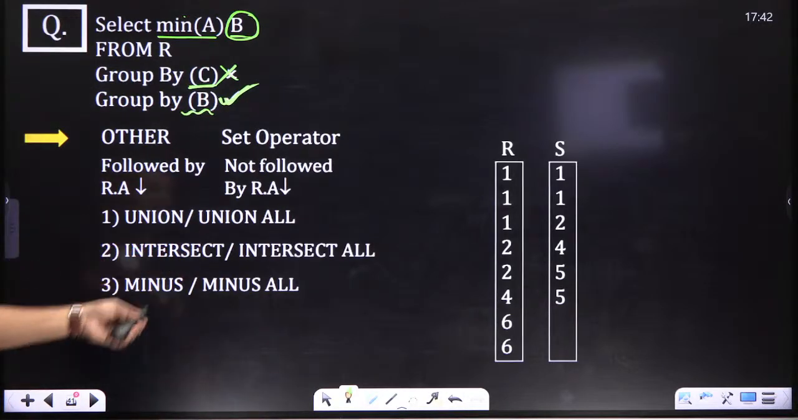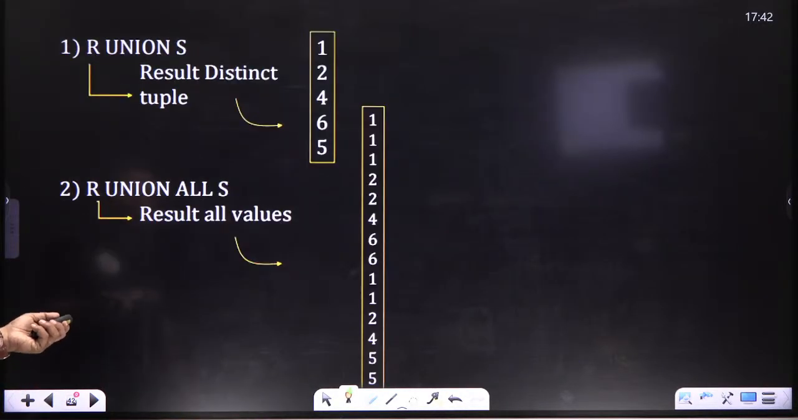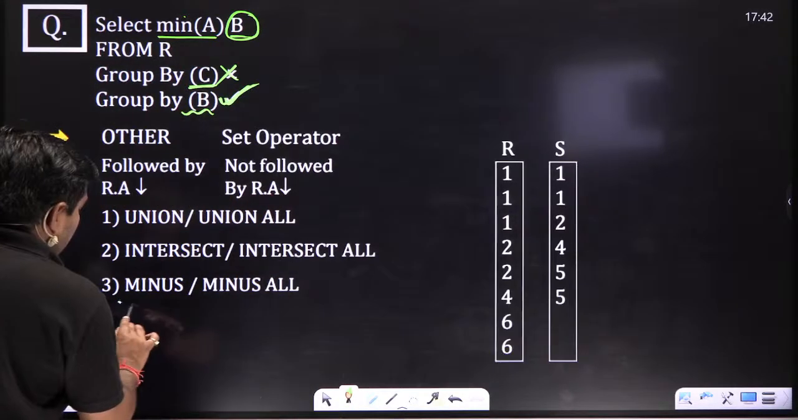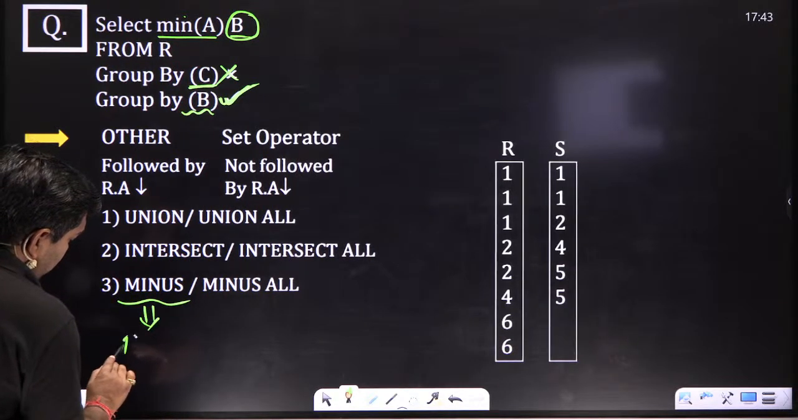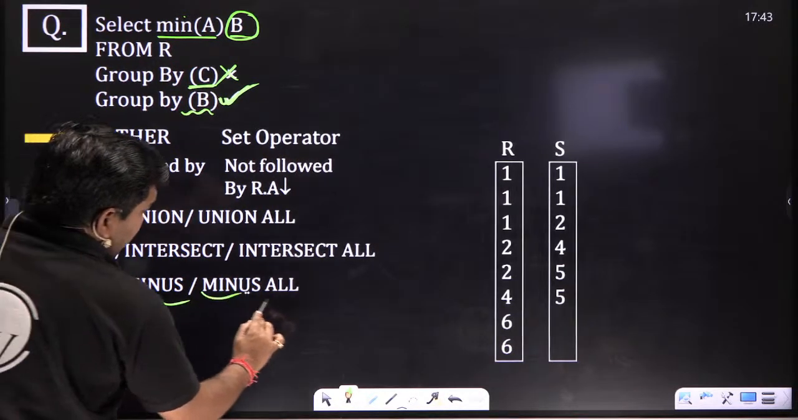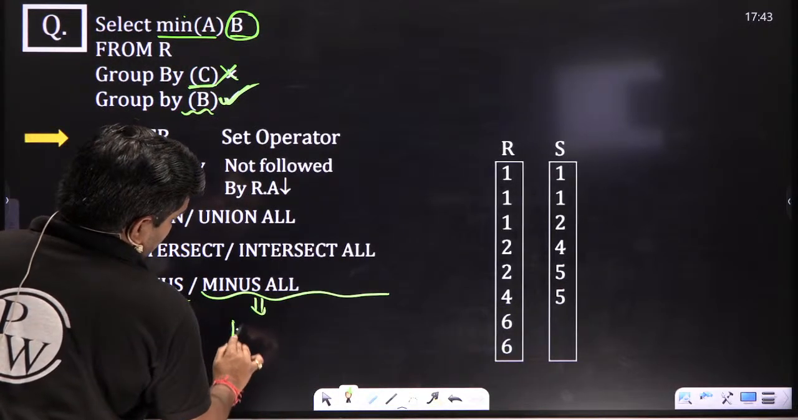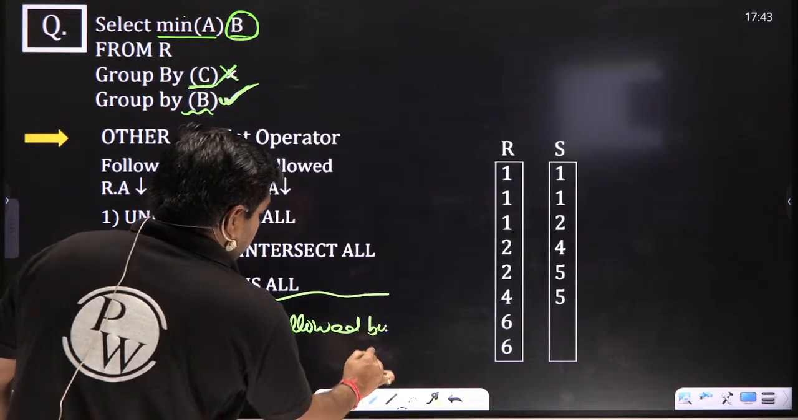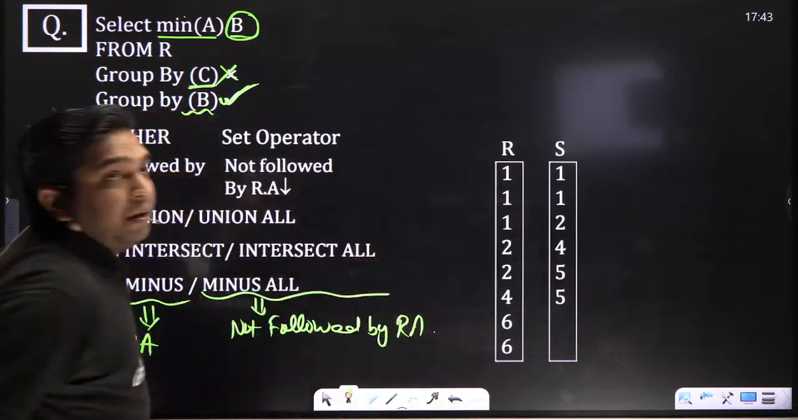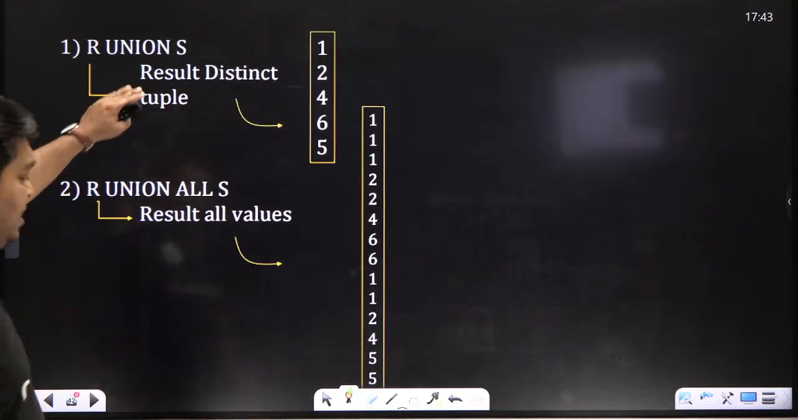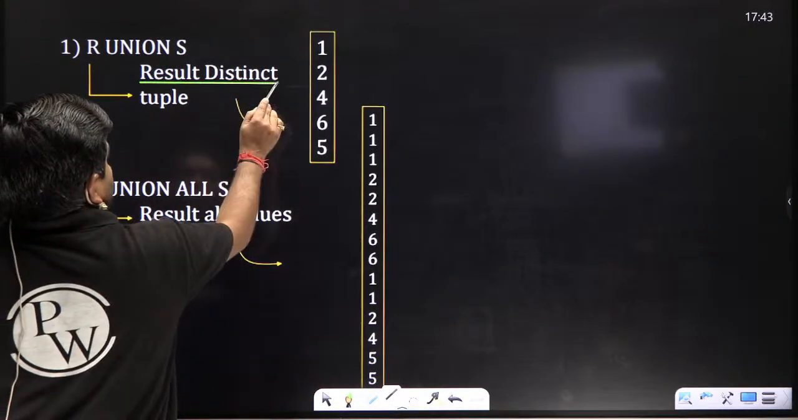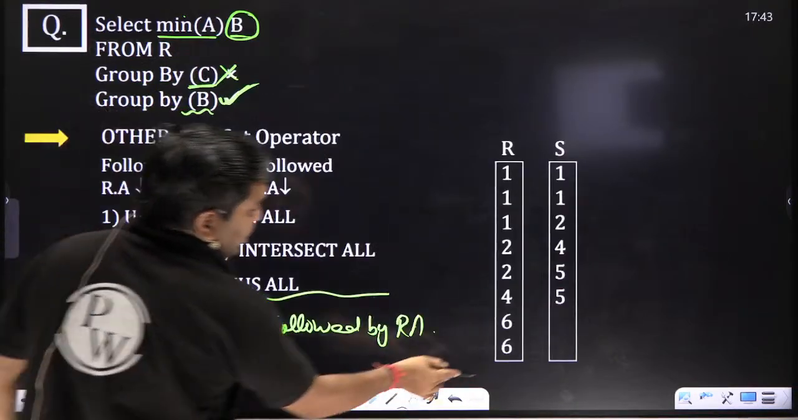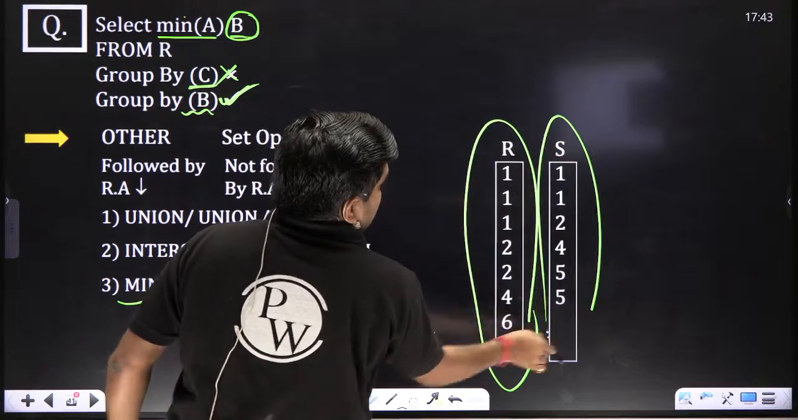And this is the difference between union all, intersect all, minus and minus all. Union and union all work as in relational algebra, but the others are not followed by relational algebra. Now this is the table. In union, you will get distinct tuples. But in union all, we will get all values, whatever is in complete R and complete S.